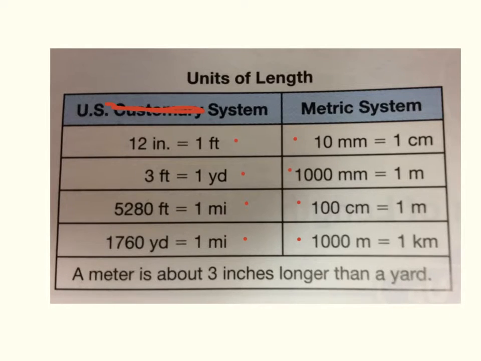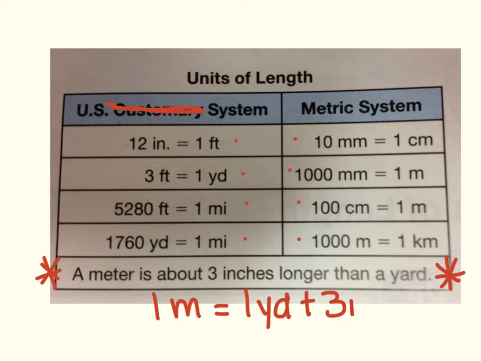Now this part down here, do put a little note. You don't have to actually put it in the chart, just make sure you have it written down. 1 meter is about 3 inches longer than a yard. So you could also write 1 meter equals 1 yard plus 3 inches. That's the same thing. You can add either one of those down. So make sure you have that whole chart, because that's going to help you know what to do as we work into this next section.